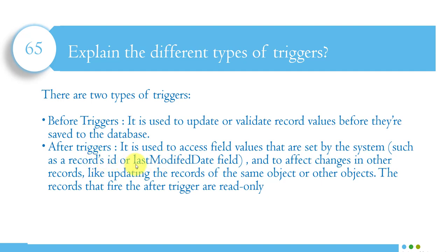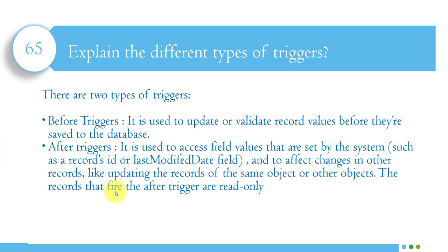Because these system fields, like record IDs or last modified by date fields, are only automatically generated on the record when the record is saved. That is the reason if you want to access such things, we have to depend on after triggers. There is one more reason why we should use after triggers: to affect changes in other records, like updating the records of the same object or other objects.